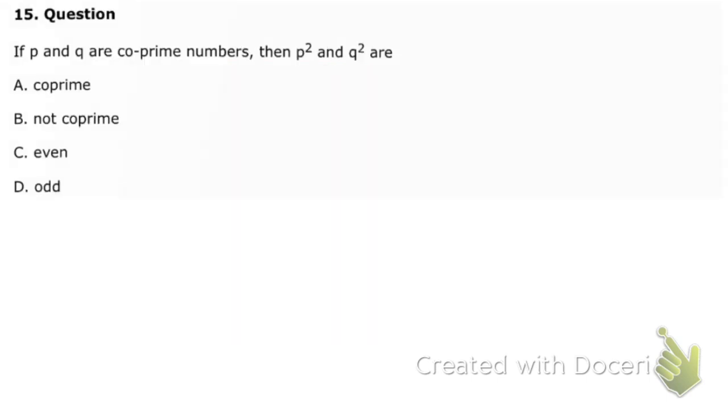So next question, 15. P and Q are co-prime numbers. Co-prime means they have no common factor other than 1. Then P square and Q square are co-prime, not co-prime, even, odd. Let me tell you one thing. If you have two co-prime numbers, suppose 3 and 5, or let us take 4 and 5, these numbers have only one common factor, that is 1. Other than 1, they have no other common factor.